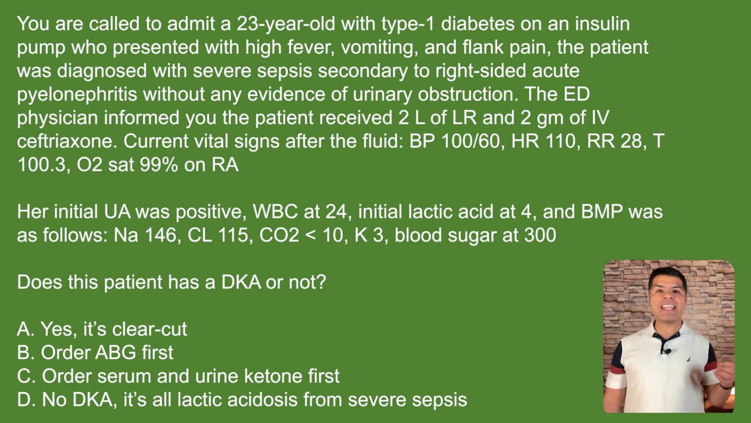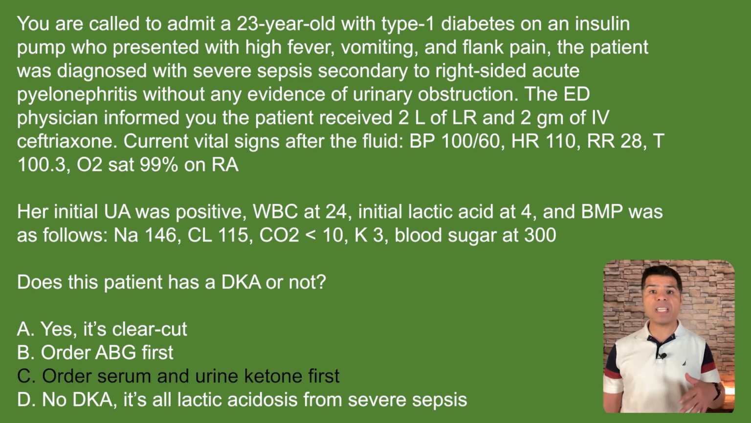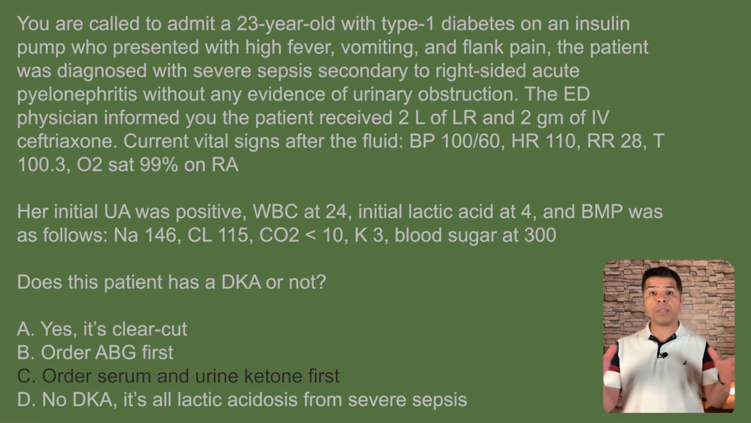We mentioned in the DKA video that the presence of anion gap and ketonemia are essential to diagnose DKA. The patient here has a markedly increased anion gap, so reviewing urinalysis to look for ketones and ordering serum ketones seems reasonable.